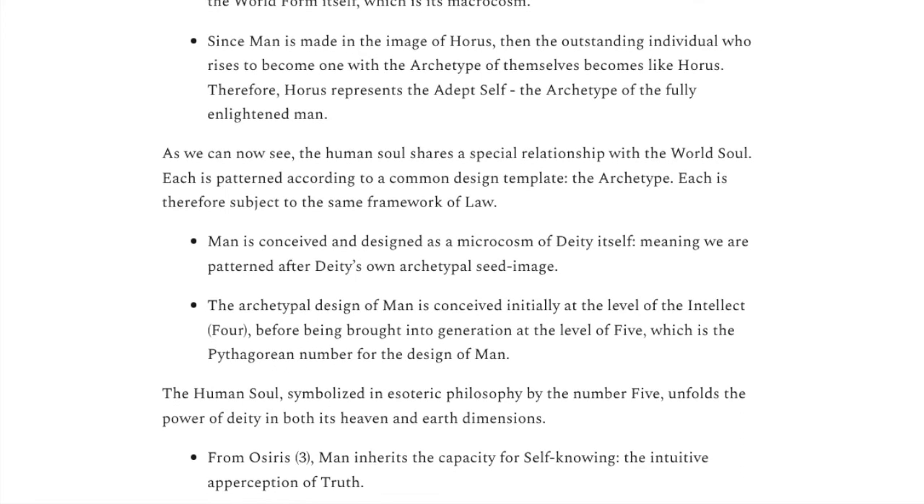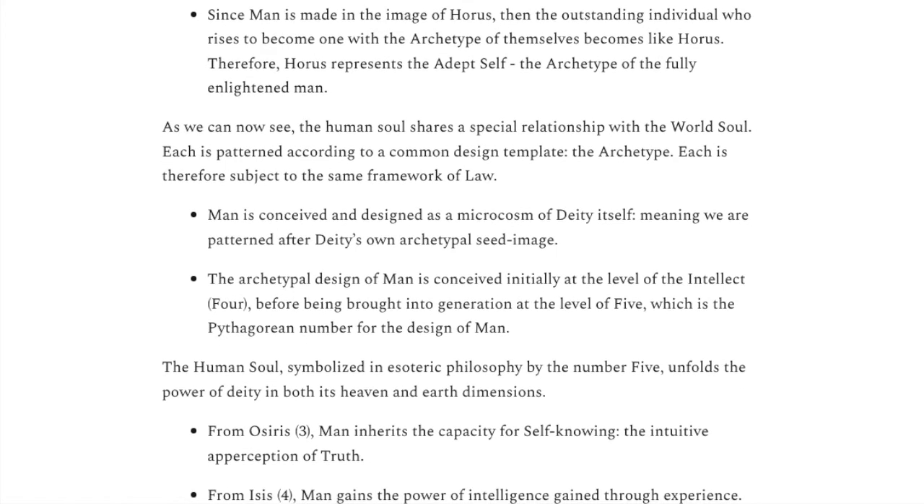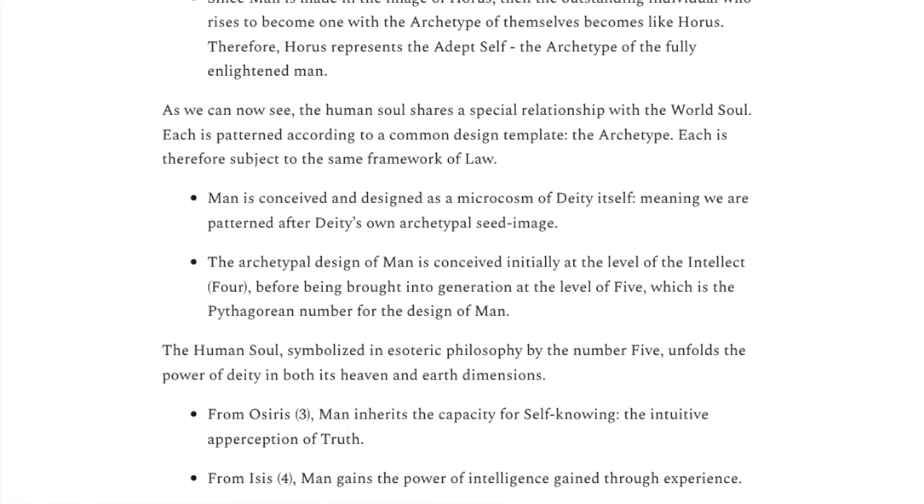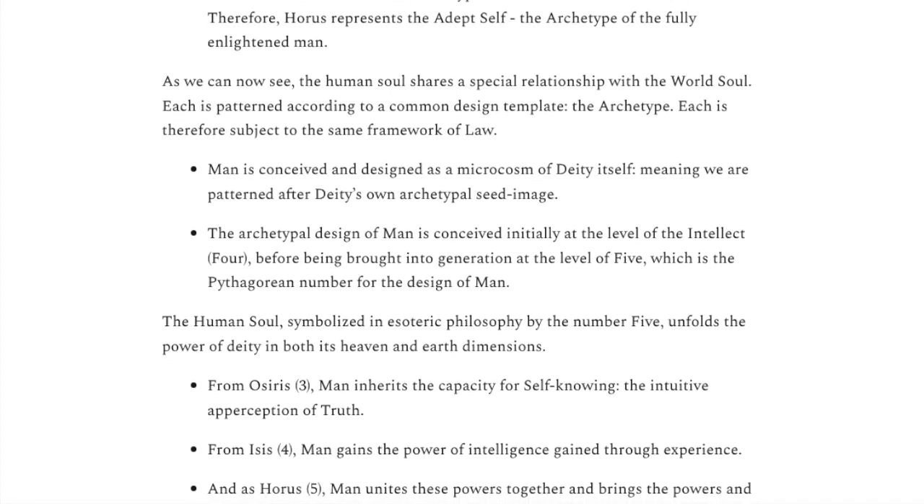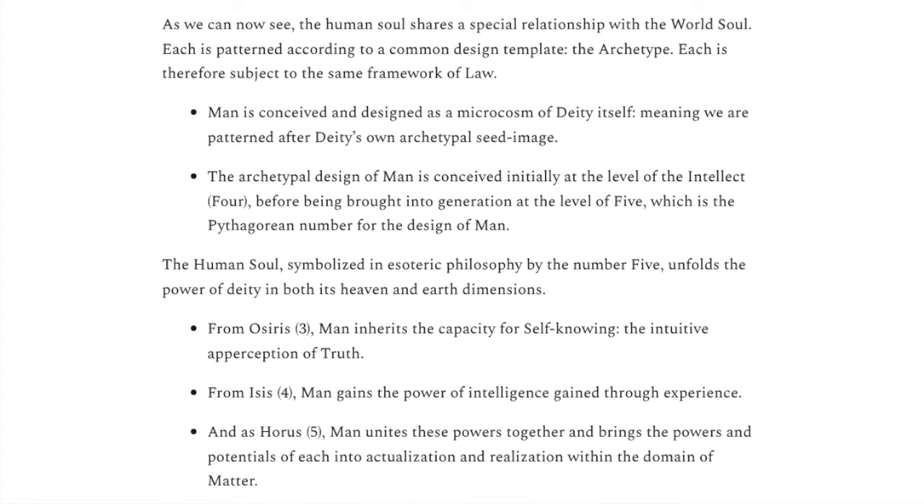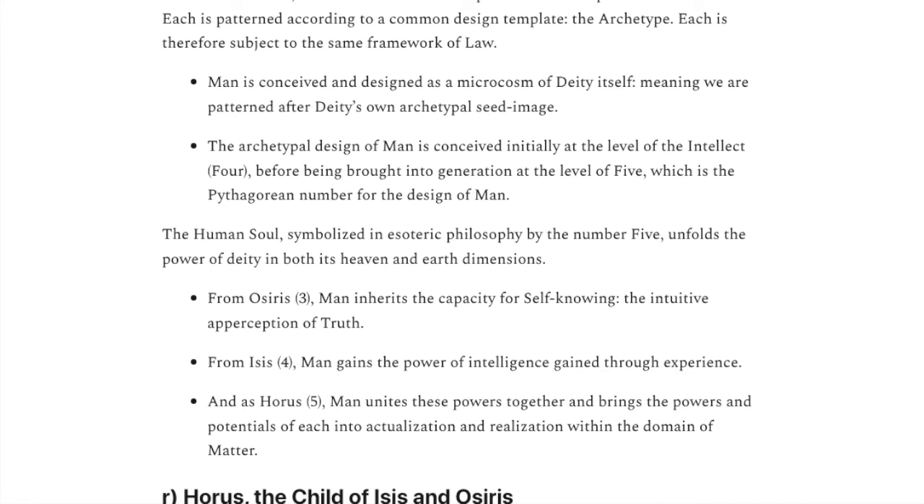As we can now see, the human soul shares a special relationship with the world soul. Each is patterned according to a common design template, which is the archetype or the law. Each is therefore subject to the same framework of law. Man is conceived and designed as a microcosm of deity itself, meaning we are patterned after deity's own archetypal seed image. The archetypal design of man is conceived initially at the level of the intellect, which is the number 4, the Tetrad, before being brought into generation at the level of 5, which is the Pythagorean number of man, the design of man.